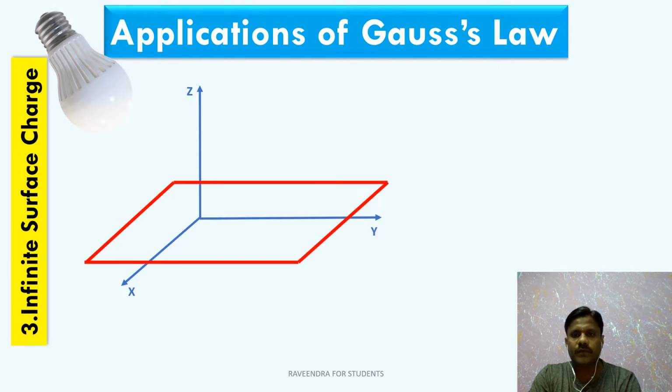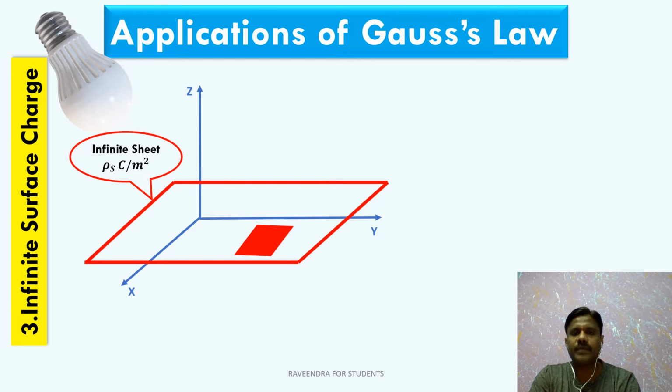Then from that finite amount of charge we have to construct a closed surface called Gaussian surface. So for that, let us consider a small portion of the infinite sheet, so that will become a finite sheet as shaded in the red color as shown in the figure. In this entire infinite sheet of charge, the charge density is uniform. For every meter square it will have rho s coulombs per meter square.